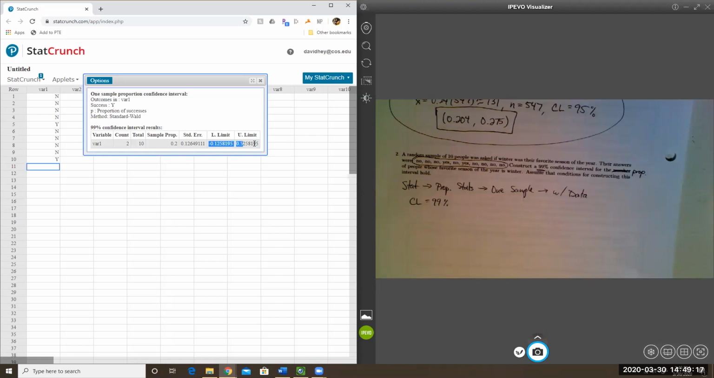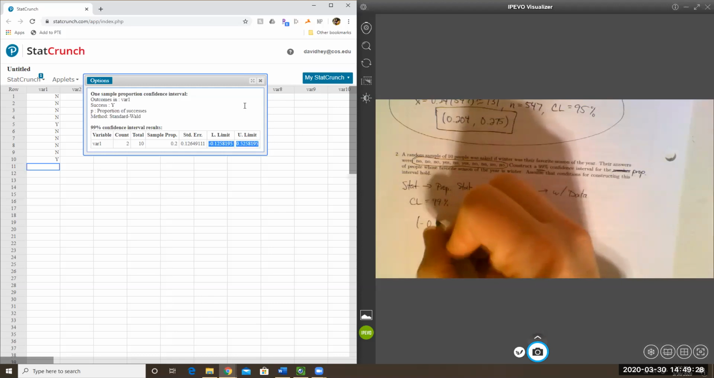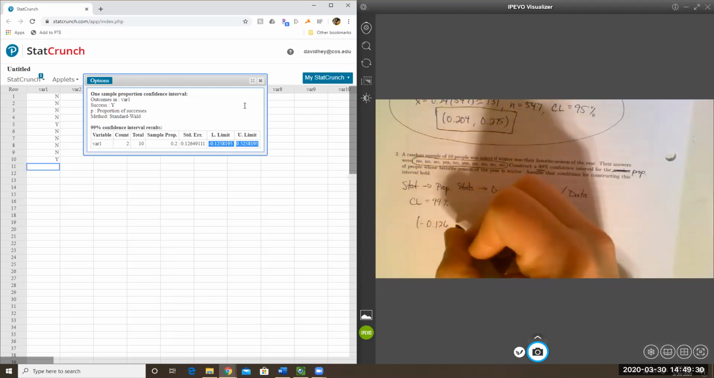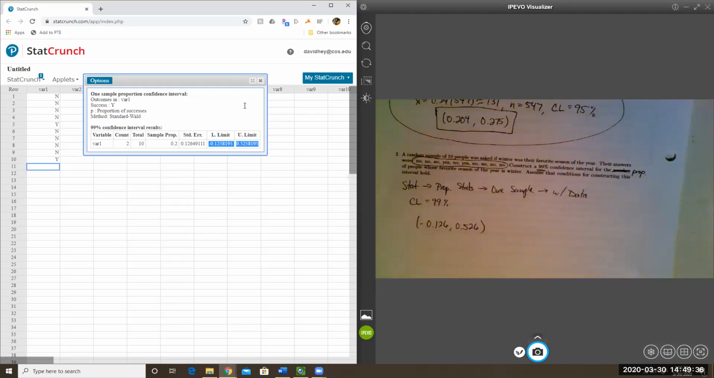Okay, here's my confidence interval. So the confidence interval I'm getting is negative 0.126 up to 0.526. Now, hopefully you're looking at this interval and you're thinking to yourself, this is really weird. There are a couple reasons that you might be thinking that. There are a couple reasons you should be thinking that.